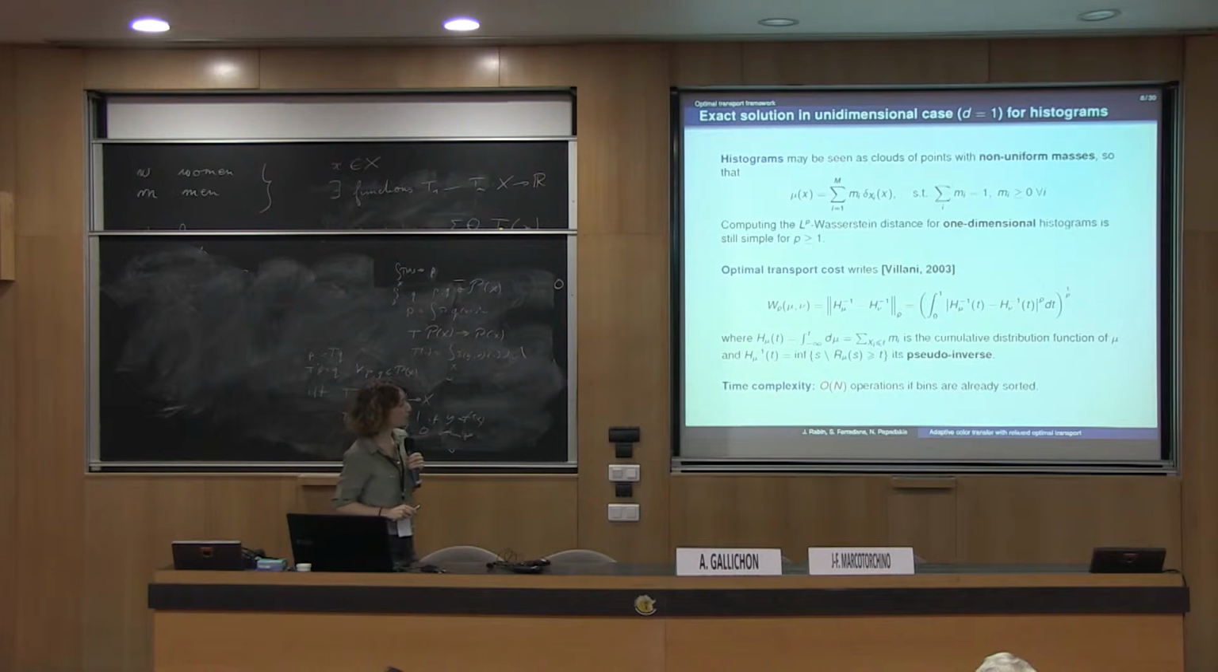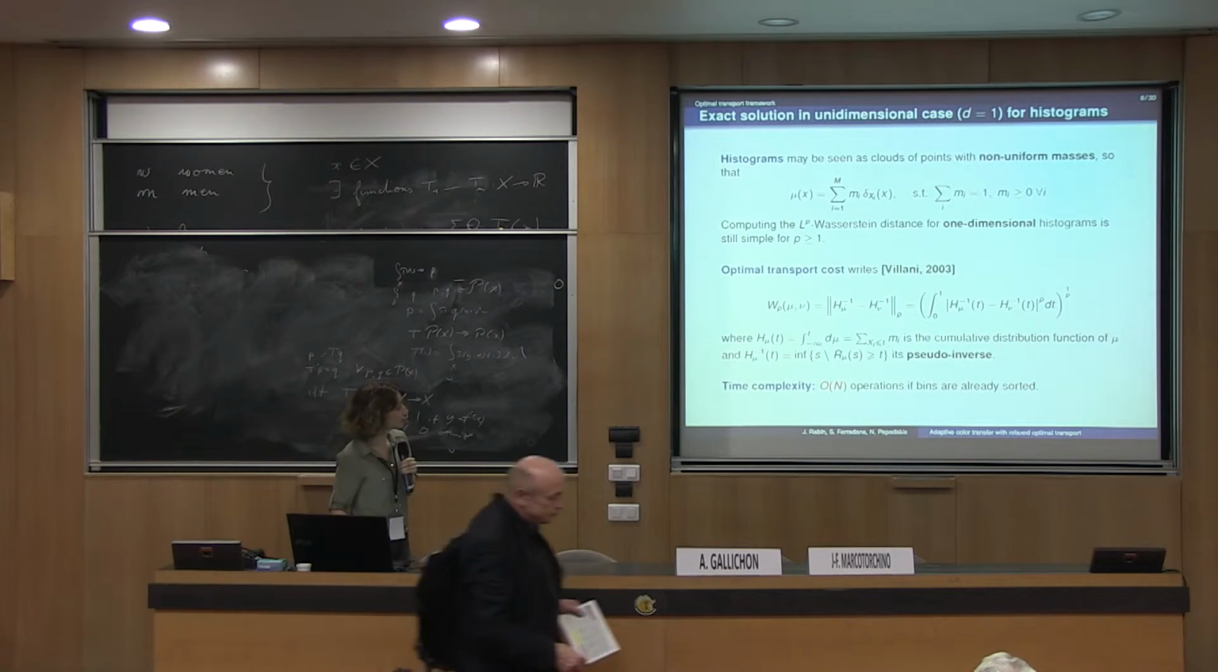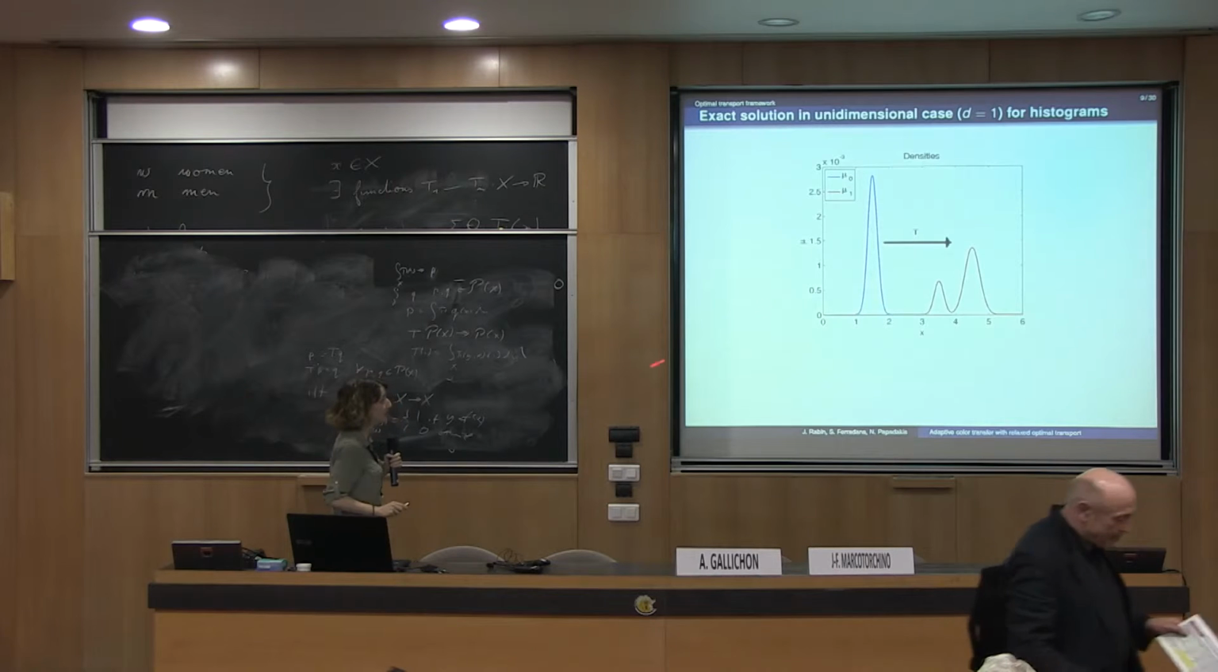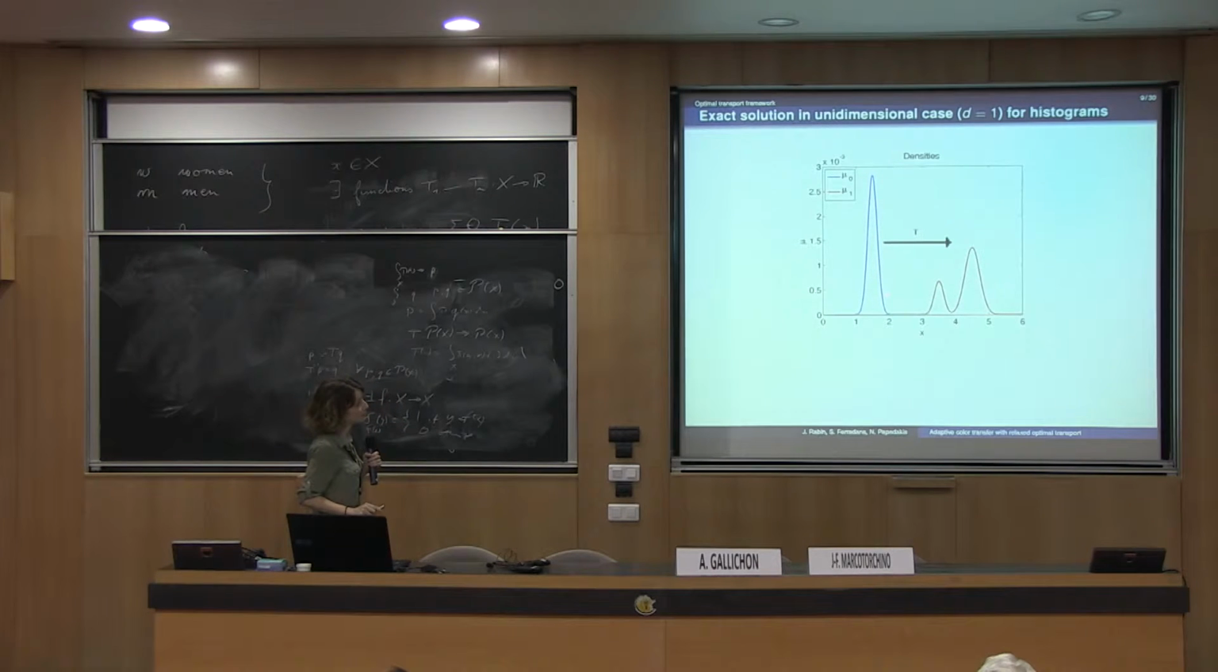In this case, we know how to compute the optimal transport, and it involves computing the inverse of the cumulated histogram on both distributions. Let me show you an example. Let's say that we have this distribution here that is mu 0, and this distribution here that is mu 1. And we want to compute the transformation from one to the other.